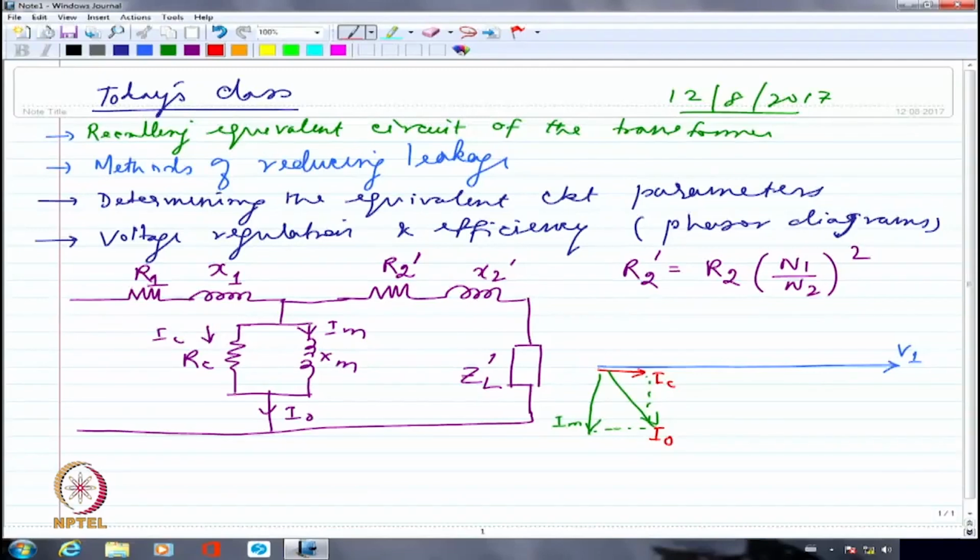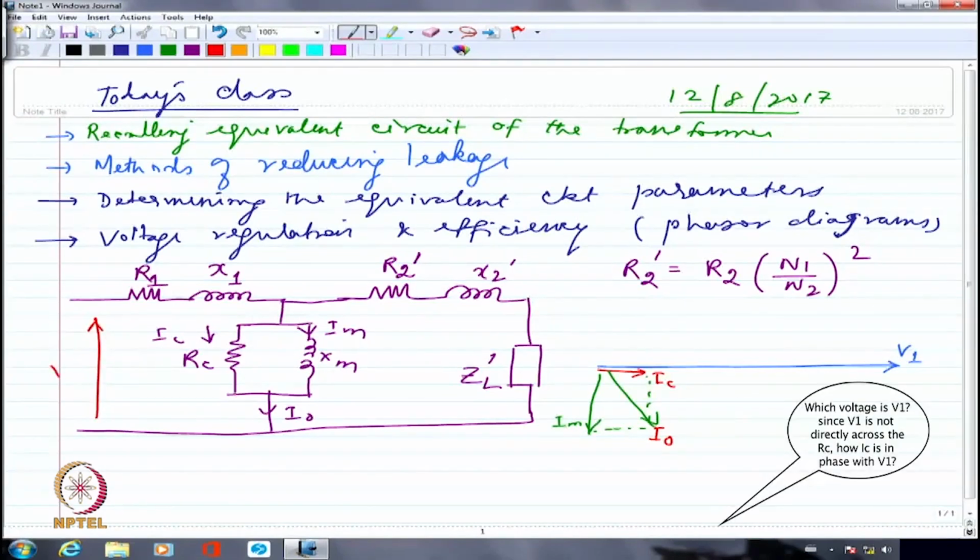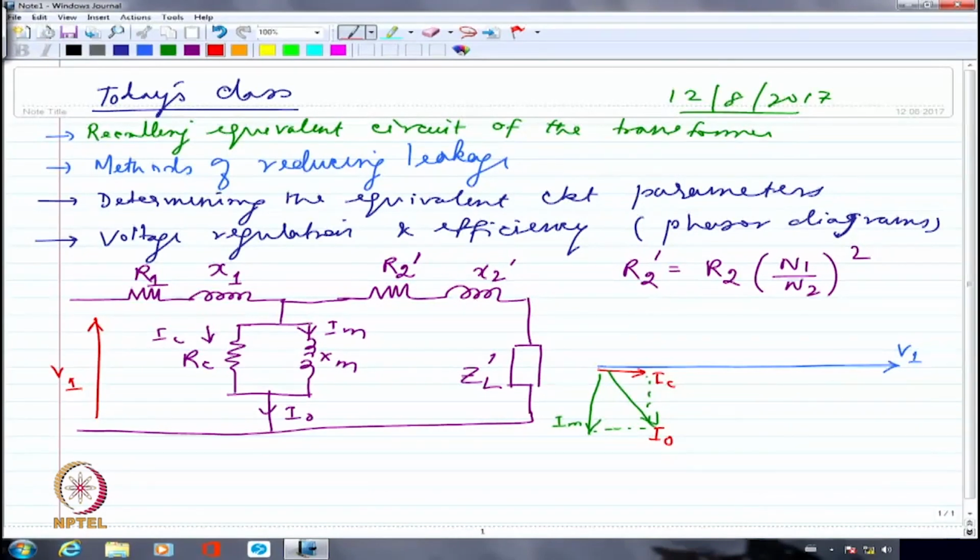Yes, in the primary side. This is V1. Here I am applying V1. Yes, so IC will not be in the same phase as V1. You are right. There is no doubt that IC cannot be exactly in phase with V1 because you have some drop that is taking place in R1 and X1.